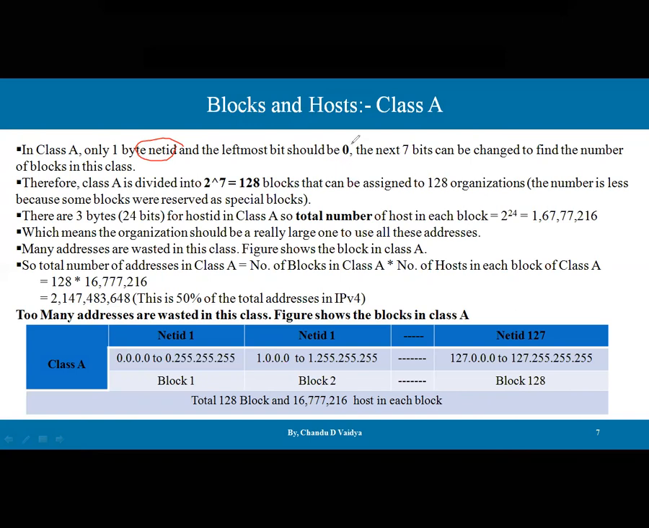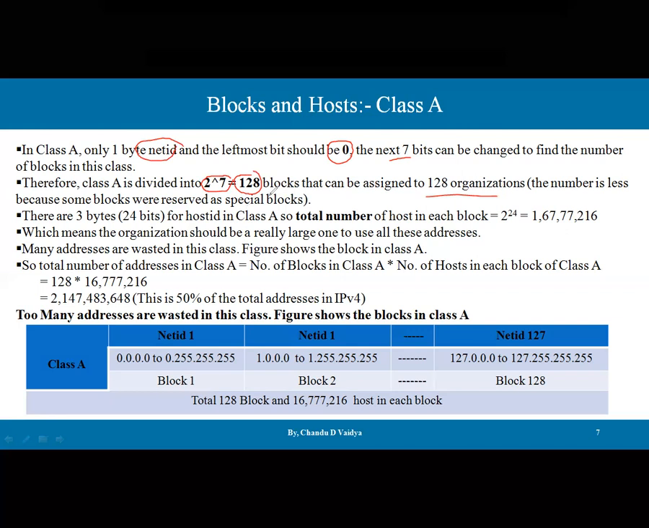Now we also know there is a leading 0, and if we subtract this leading 0 in the first bit position, there will be only 7 bits available to change the number of blocks in the class. So we can say 2 to the power 7, which is 128 blocks, that can be assigned to 128 organizations.